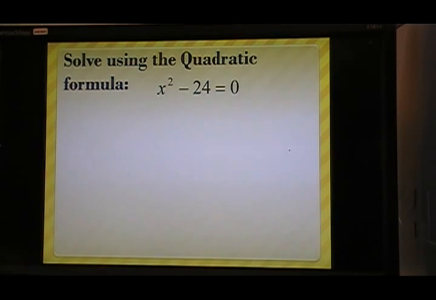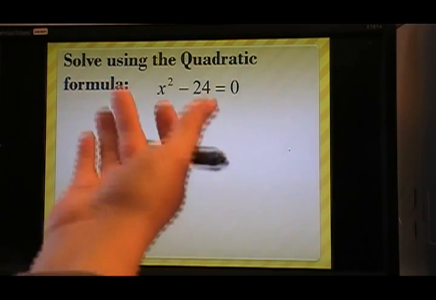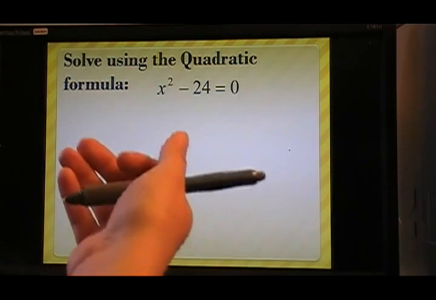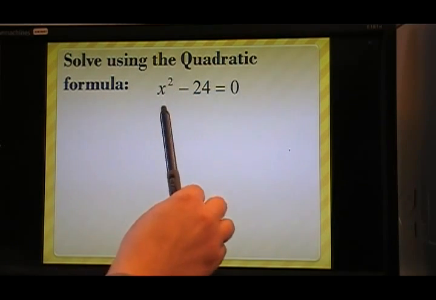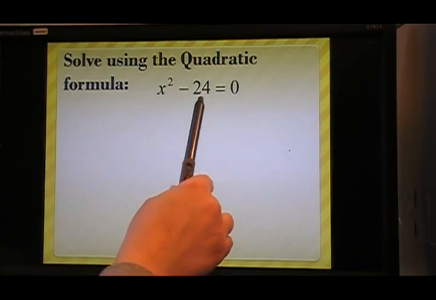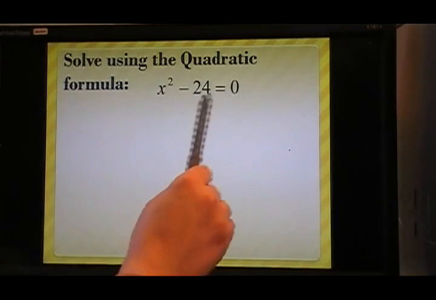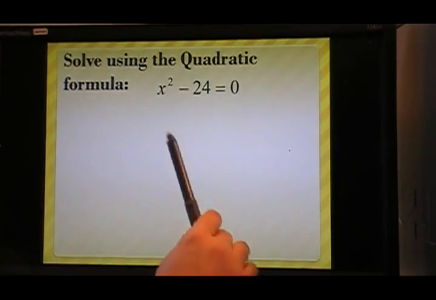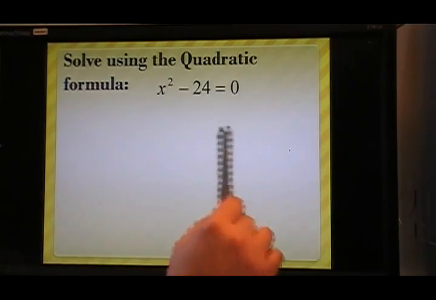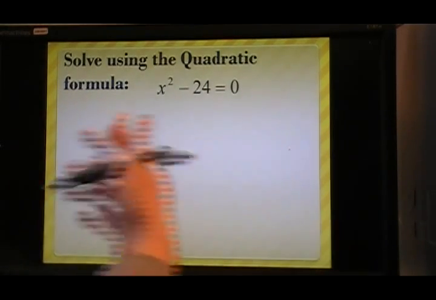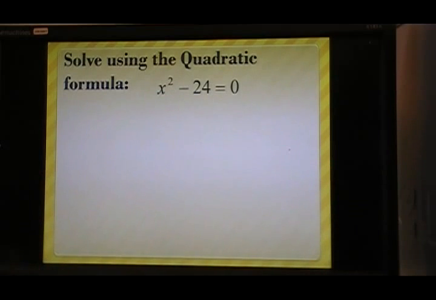Solve this guy, x squared minus 24 equals 0 using the quadratic formula. So hopefully you are looking at this quadratic equation and saying, well, it would be a lot easier since we just have x squared and a number. The easiest way would be to add the 24 to both sides, and then we would have x squared equals 24, and we could just take the square root of both sides. And I agree, that's the easiest, and that's what I would encourage you to use if I wasn't trying to make a point or show you how you would be able to solve this using the quadratic formula.